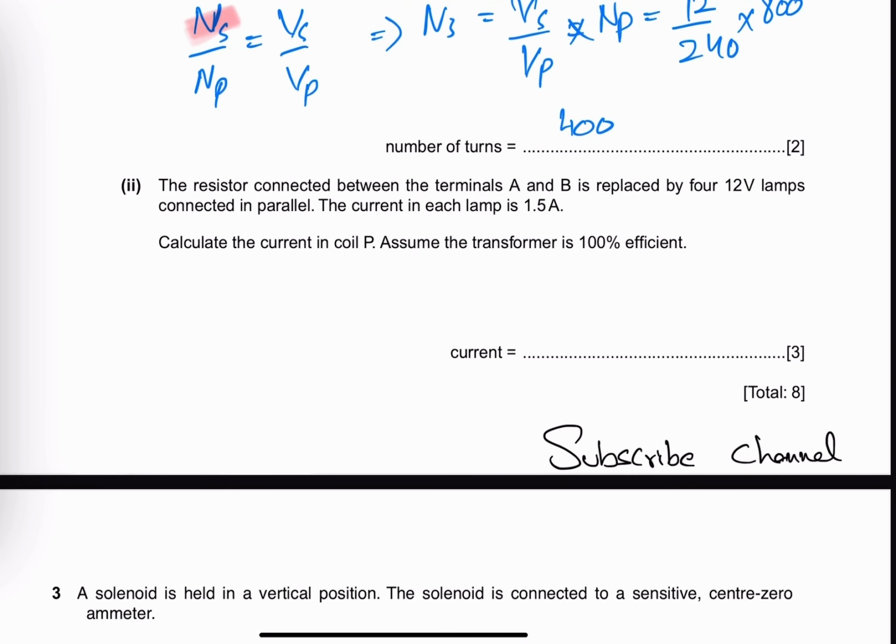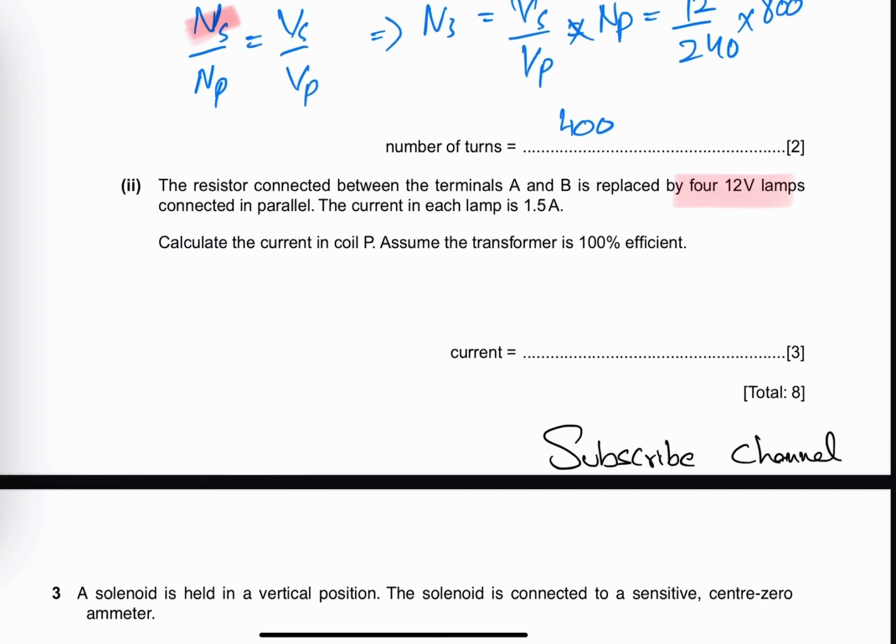In the second part, the resistor connected between the terminals A and B is replaced by a 12-watt lamp connected in parallel. The current in each lamp is 1.5 ampere.